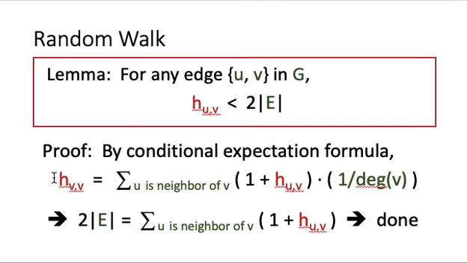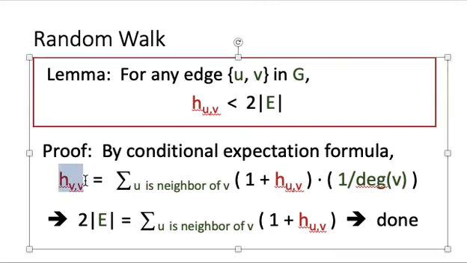We make use of the previous result, HVV, that we have computed. How do we compute HVV? We are going to use the conditional expectation formula. We need to consider all the neighbors of V only, because if we start from V, in one step, we can only go to one of its neighbors in the original graph.